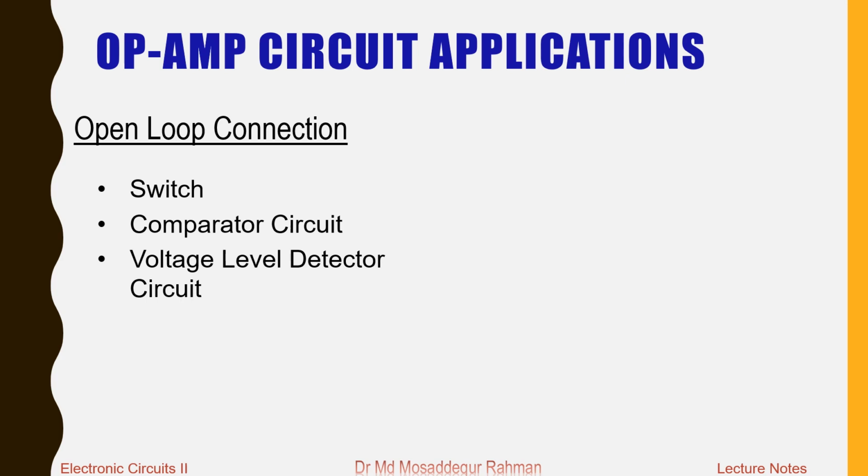Okay, so let's have a quick look at the applications that we can have with the op-amp. We have discussed the two different connections, the open loop and closed loop connection, and they have different applications. In open loop connection, you can use the op-amp as a switch, as a comparator circuit. Comparator circuit means a circuit that can compare the two inputs that are applied to its input terminals. Also, in open loop connection, you can use the op-amp as a voltage level detector.